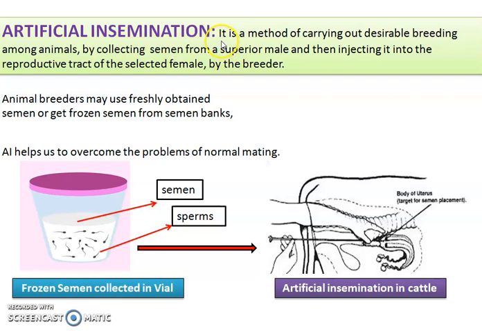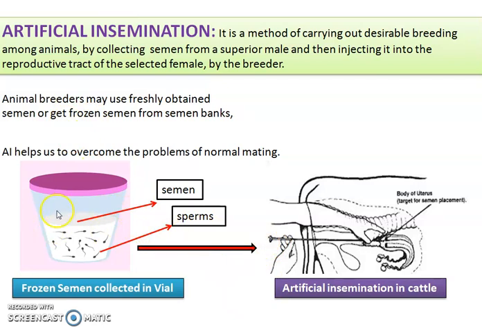So what is artificial insemination? It is a method of carrying out desirable breeding among animals. That means you choose the male and female here as well, and this is not done through natural mating. It is done by collecting semen from a superior male, and then it is injected into the reproductive tract of the selected female by the breeder or any expert person in the farm. So see the technique.